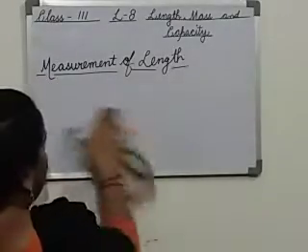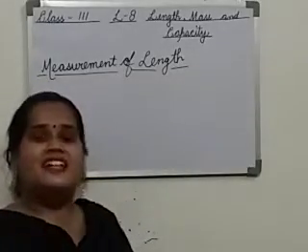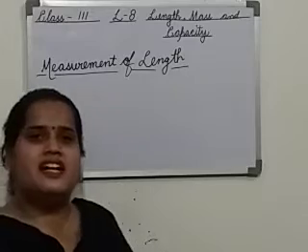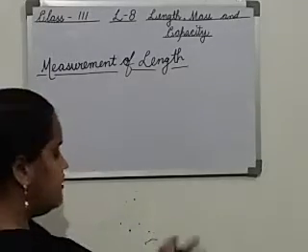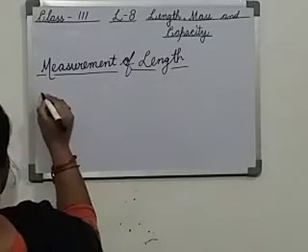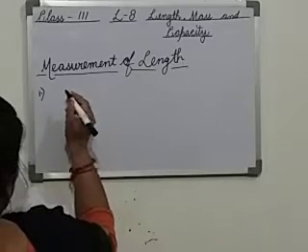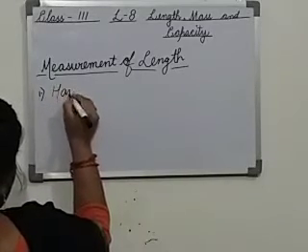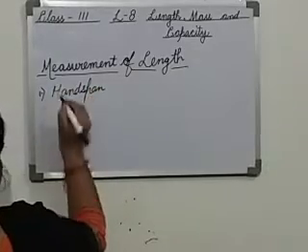Okay. Now in ancient time, when we didn't have any standard units, how did we measure any length? We used different non-standard units. The non-standard units which we used to measure lengths were, the first non-standard unit was hand span.